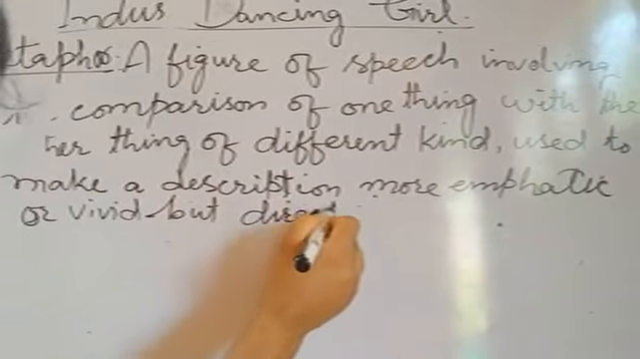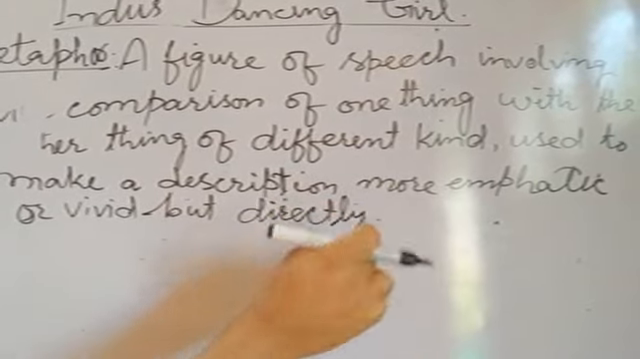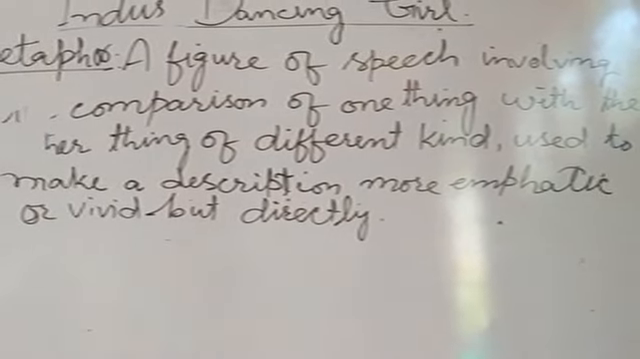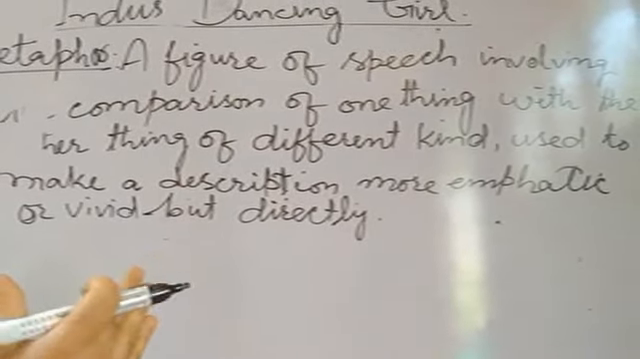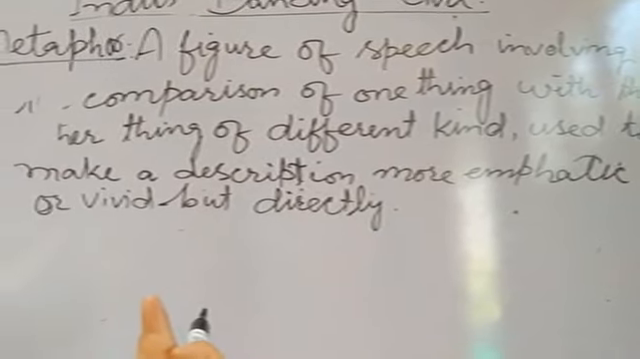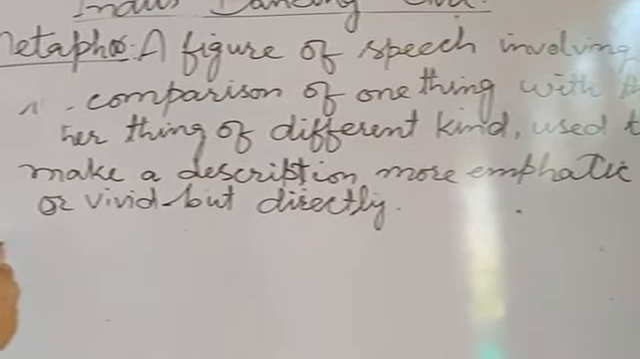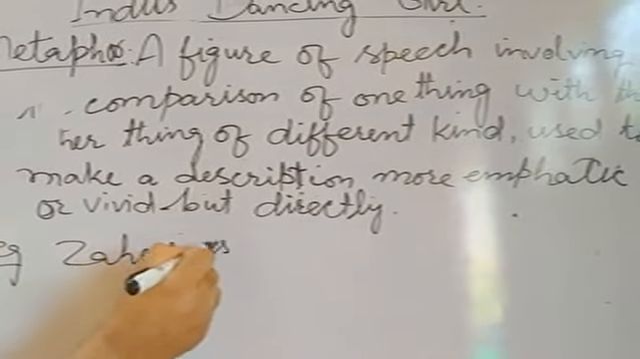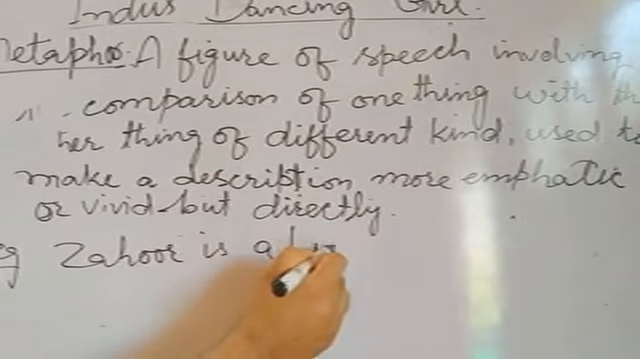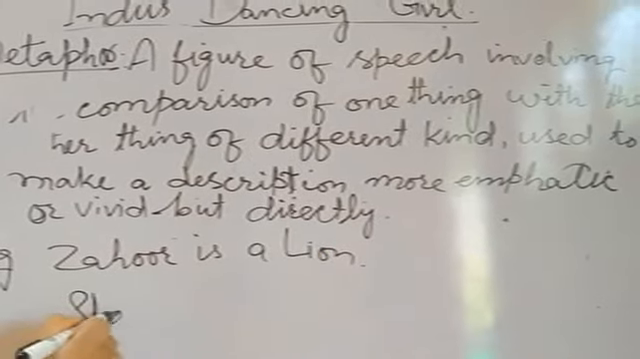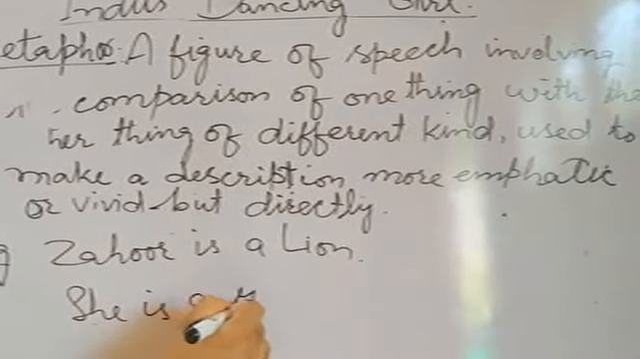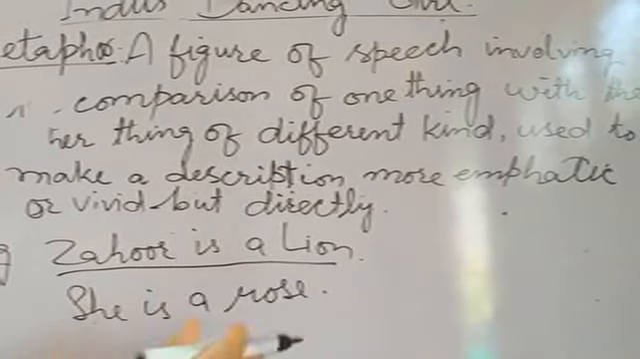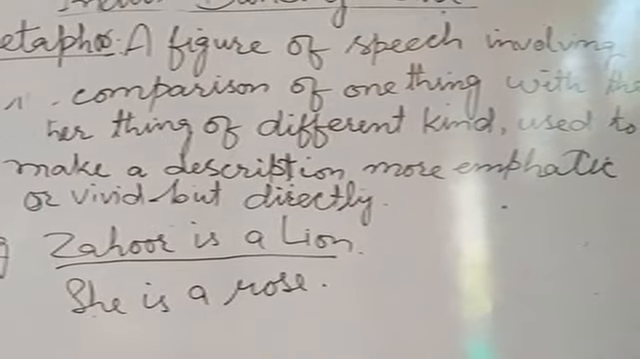There is no difference in their definitions. Definitions are the same, but the method is different. In a simile we use the indirect method, and in metaphor we use the direct method. Example: Zuhur is a lion, she is a rose. Here I am giving emphasis that Zuhur is a lion.